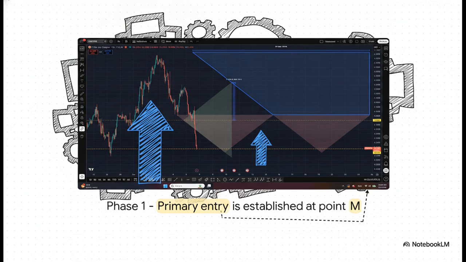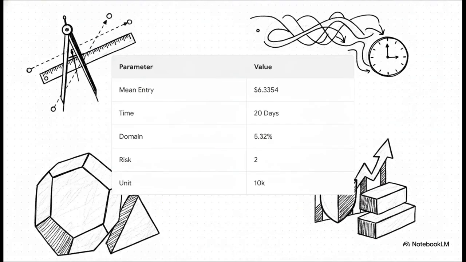The primary entry is established right at point M at a price of exactly $6.0405. On top of that, the system also records a secondary entry point, which is labeled PC, down at $6.2704. Now, this geometric system relies on some highly specific foundational parameters. Let's break them down. The calculated mean entry between M and PC sits at $6,335.54. The trapezoid time duration is rigidly set at exactly 20 days.